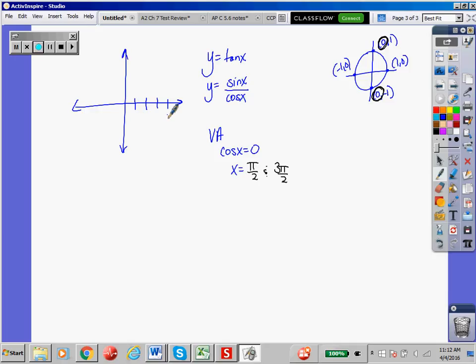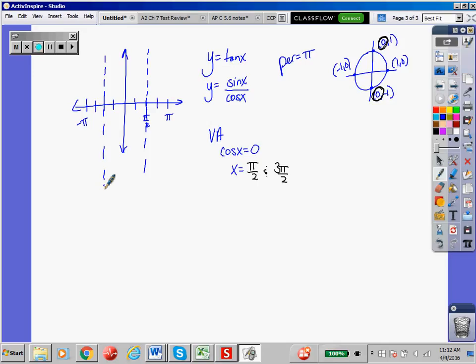Now, do you guys also remember that the period length for tangent was pi? It's not the same as sine and cosine. Sine and cosine, it takes them 2 pi to repeat the pattern. But tangent only takes a pi length to repeat. So we're going to make a vertical asymptote at pi over 2. And there will also be one at negative pi over 2, because that's the same as 3 pi over 2, isn't it? If you rotate this way, that's negative pi over 2.